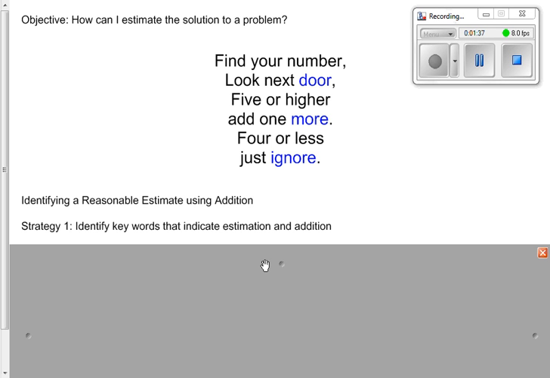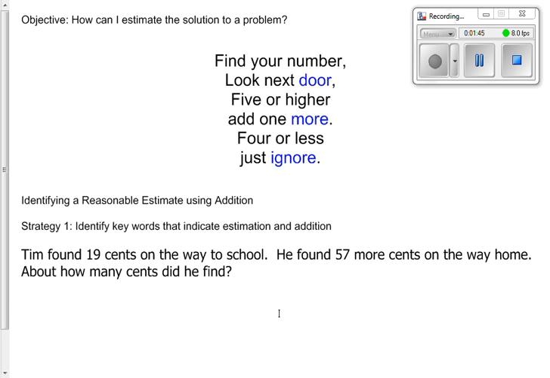So the first strategy that we're going to look at today is identifying key words that indicate estimation and addition. Below, we have our first word problem. It reads, Tim found 19 cents on the way to school. He found 57 more cents on the way home. About how many cents did he find? So, like the strategy said, we need to find the key words that tell us estimation and addition.